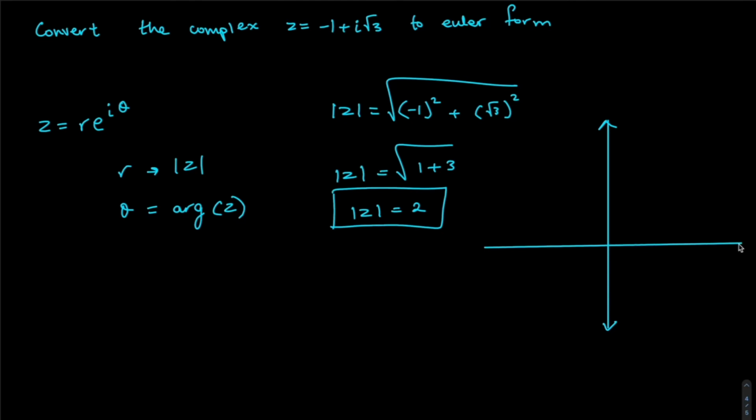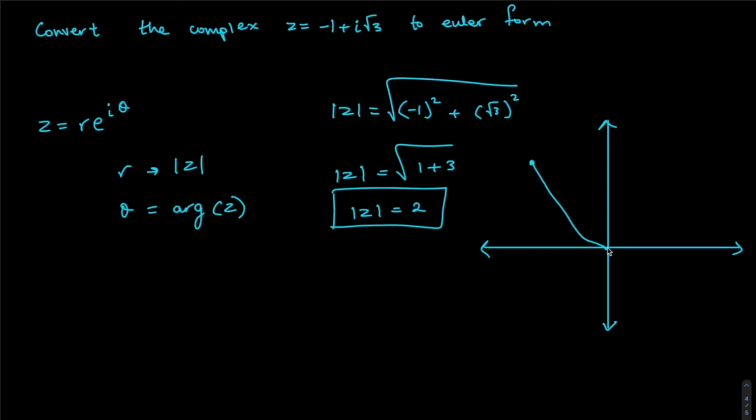So I have my plane right here, and it says minus 1 plus i root 3. So minus 1 plus i root 3, somewhere around here. I'm going to increase the size just so it's easy to see. Somewhere right here. So I have my point right here.